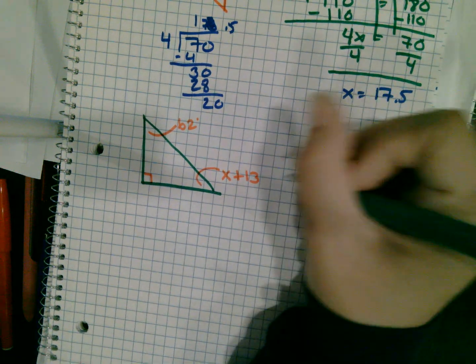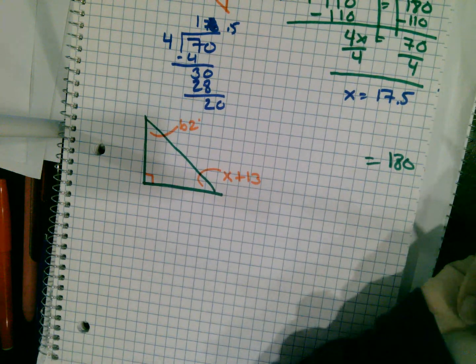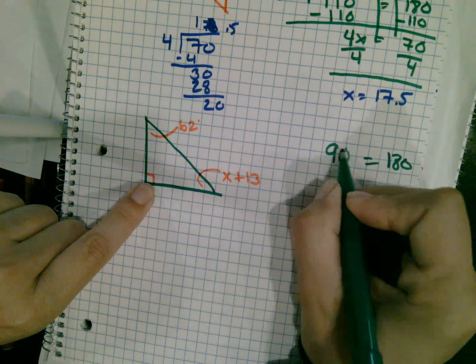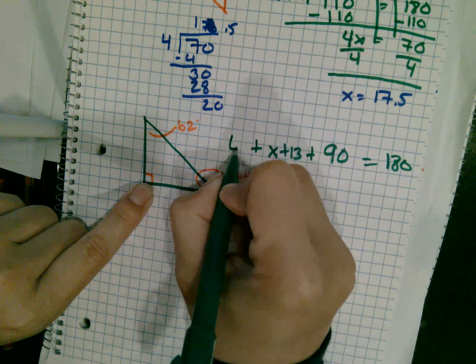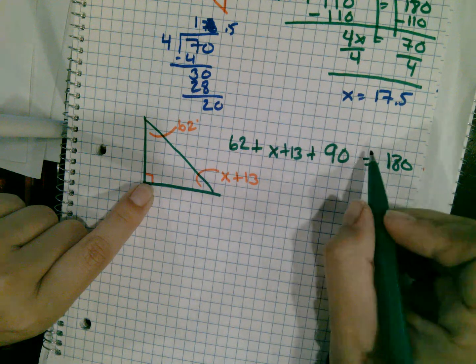So what do I know? I know all of these three angles have to equal 180. What three angles? Well, I know this secret measurement, because of that symbol, has to be 90 plus x plus 13 plus 62, right? A little out of order. There's no real order, to tell you the truth.